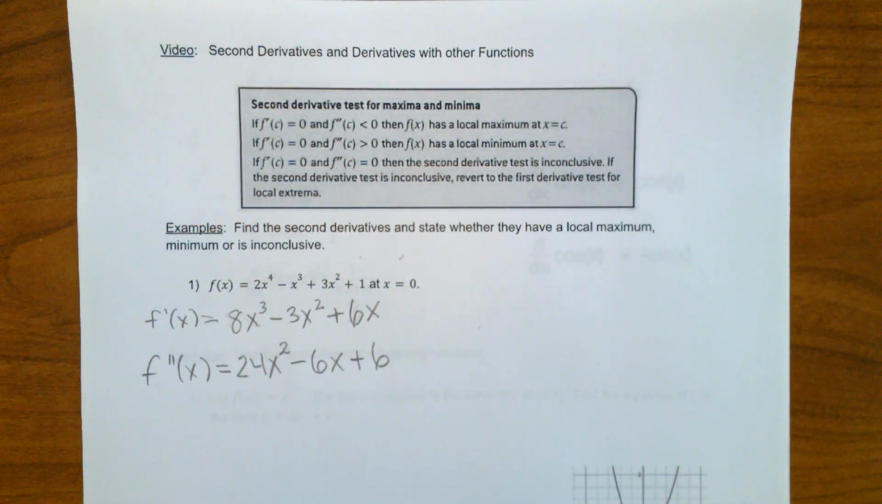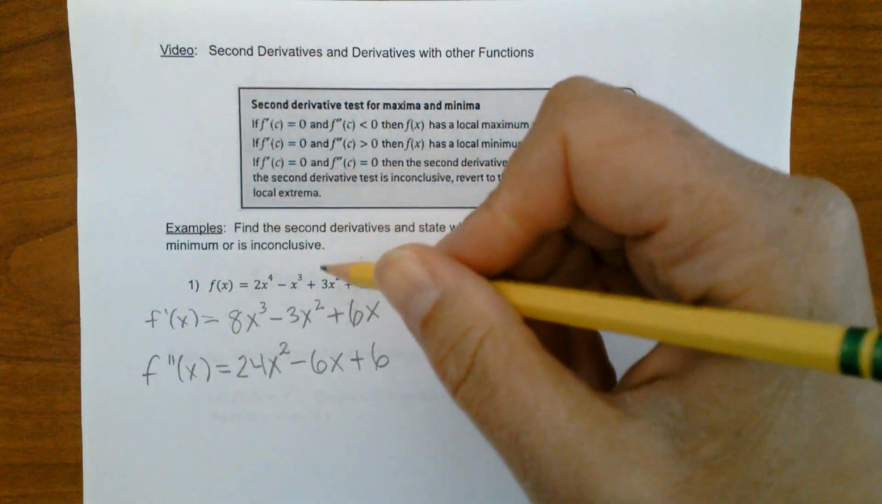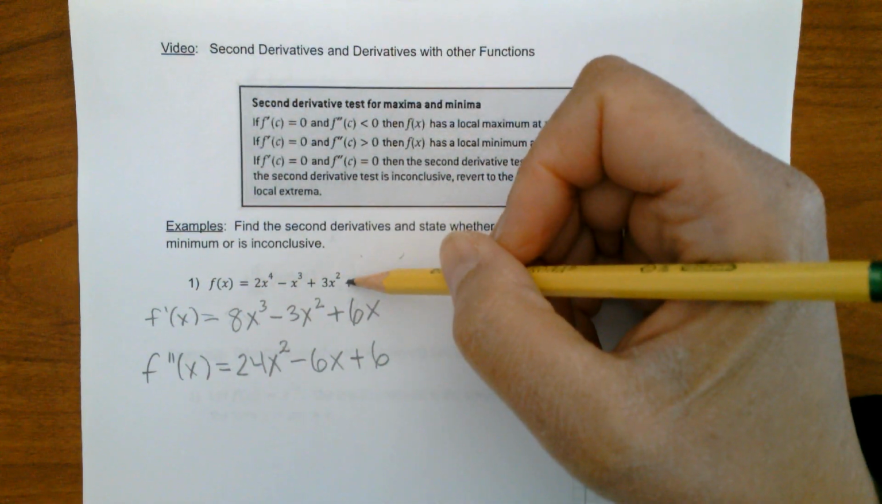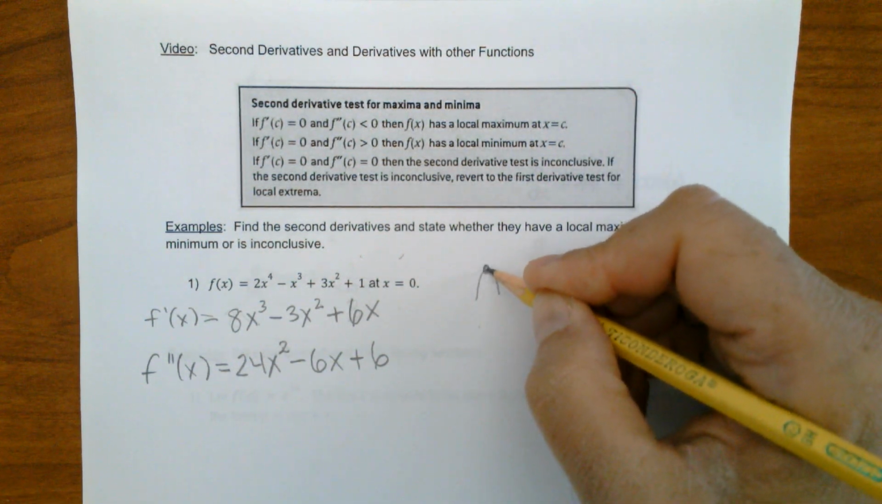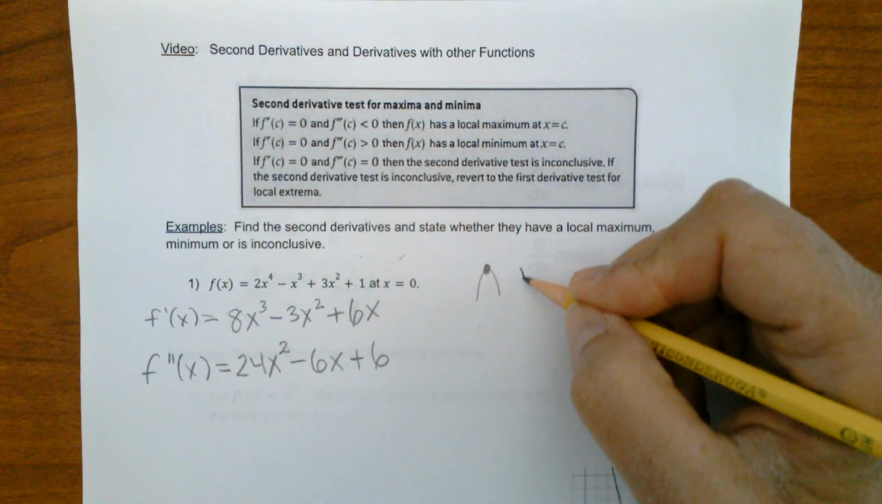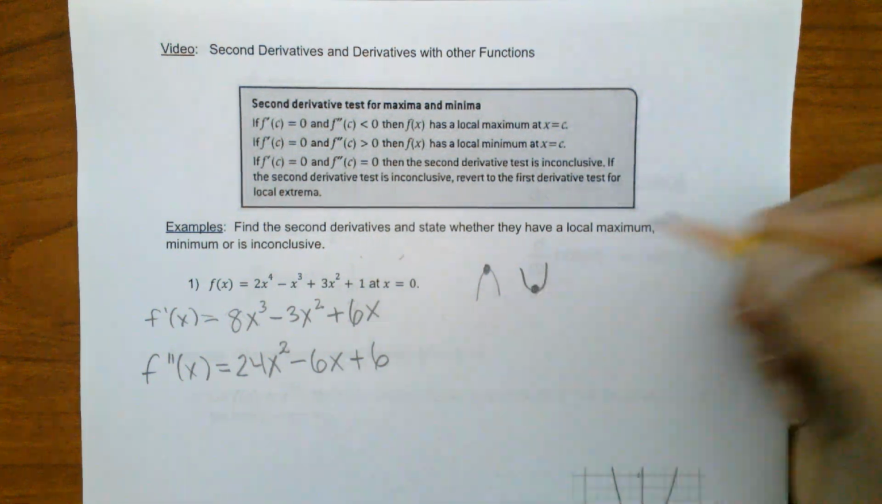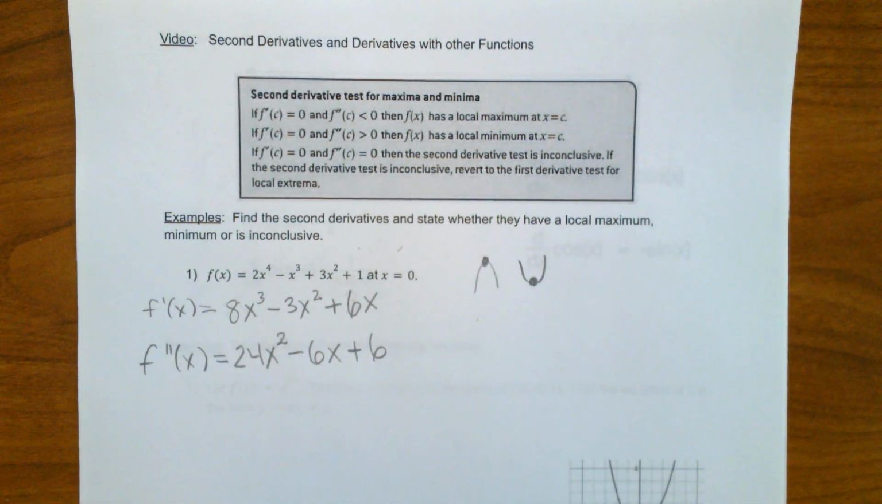Okay, so now that we've taken the second derivative, we want to see whether the graph of this original function has a maximum. So does it have a point that looks like this at x equals 0, or does it have a minimum? Does it have a point that looks like this? Which we're going to find out.